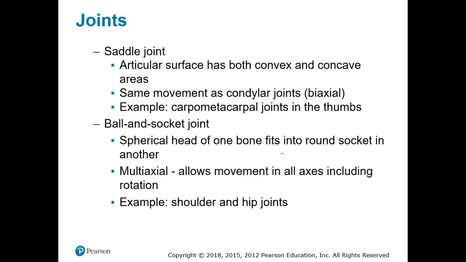And then the last two are saddle joints and then ball and socket. Saddle joints is where both of the surfaces are convex and concave. Concave goes in, and convex goes out. These have the same movement as condylar joints, and they're found in a lot of finger joints. Carpal metacarpal joints, you don't really have to know that, but just know they're like in your thumb.